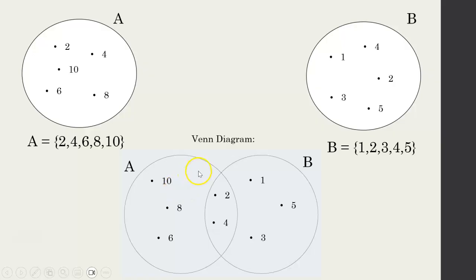I can place them wherever I want. I can place the 10 over here, or the 10 there, or 10 over here. It just has to be within this circle. So this is the full Venn diagram of sets A and B combined.